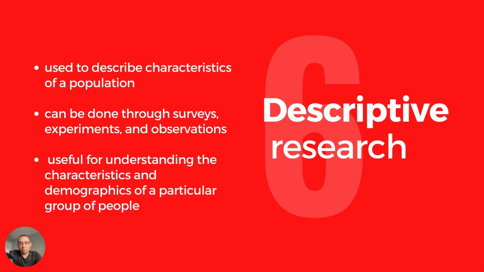The sixth kind is descriptive research. So it's used to describe characteristics of a population. And again, it can be done through surveys, experiments, and observations. So if you have the budget and the time and the resources to do one-on-one observations, this works great. And it is useful for understanding the characteristics and demographics of a particular group of people.